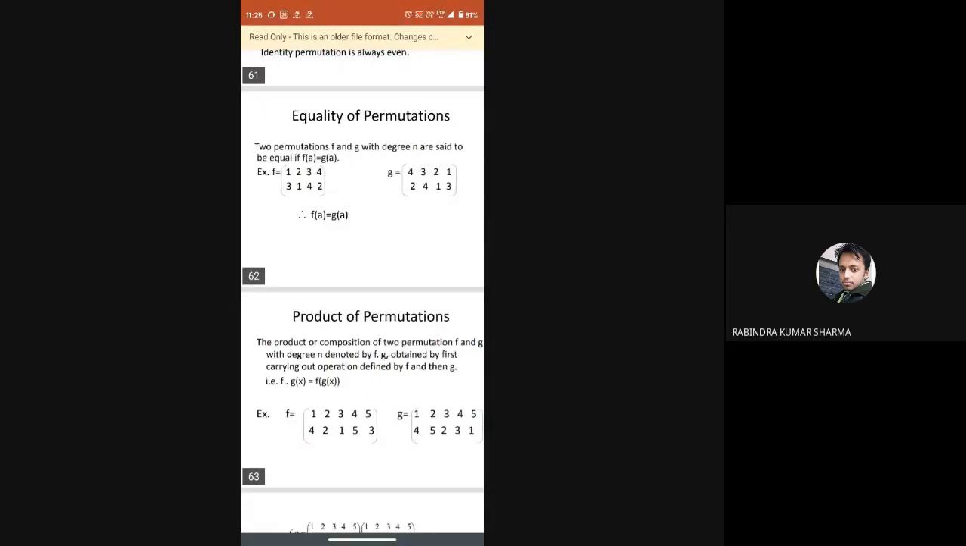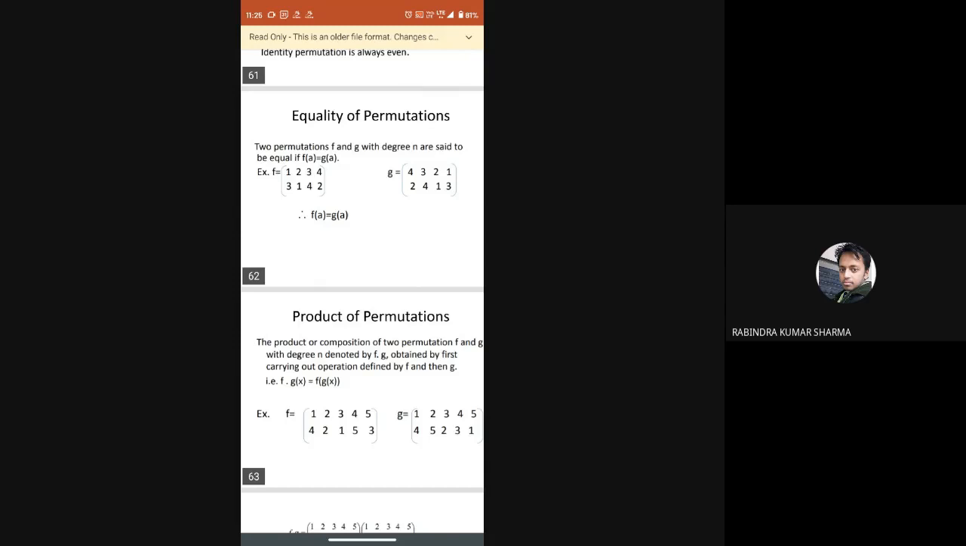Okay, now check this f and g. In the f, the input values are 1, 2, 3, 4, and its output is 3, 1, 4, 2. And now in the g, the same input values, but the order is different, and its output is the same. Okay, so in the first one, when it is 4, output is 2. In the second one, g, when it is 4, output is 2. And the output of 2 in the f is 1 here, so output of 2 in the g is also 1. Okay, so these are called equality of permutations.